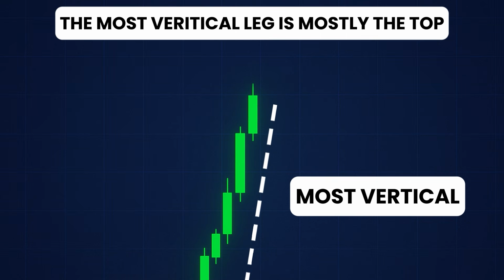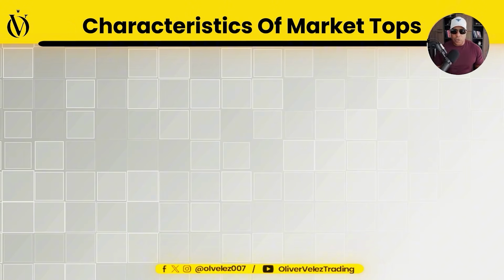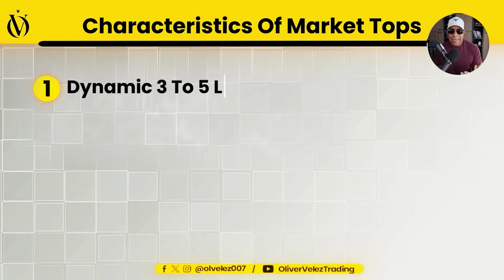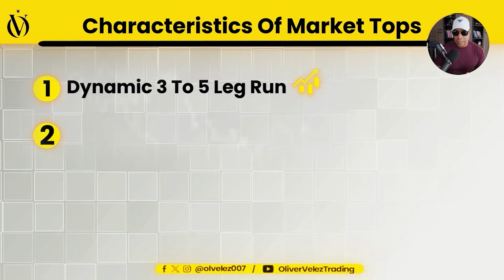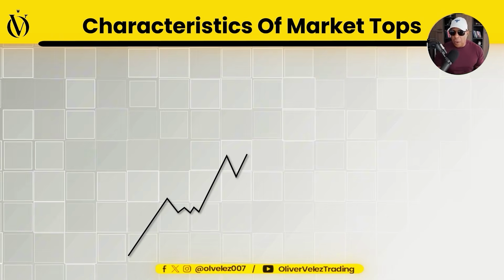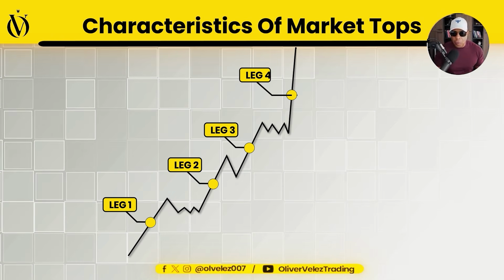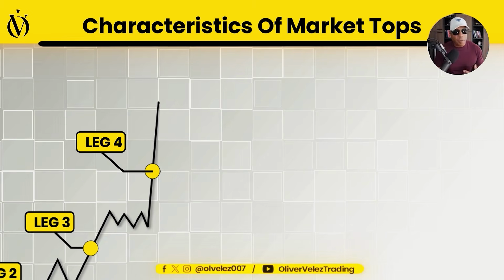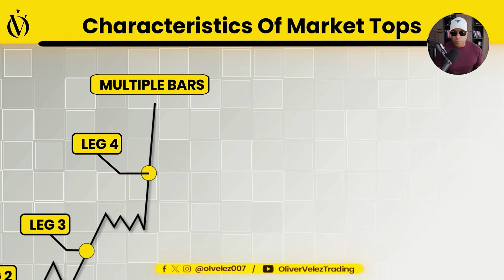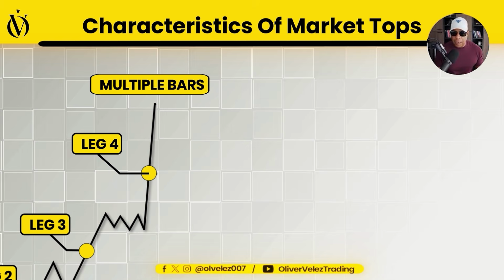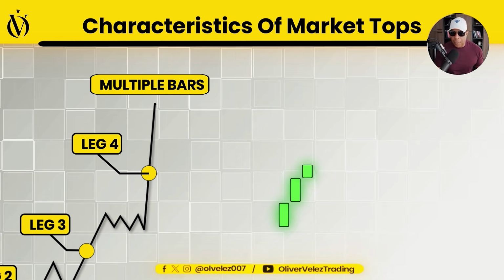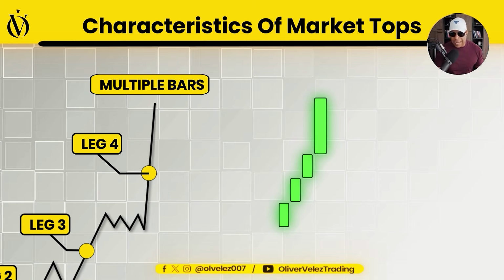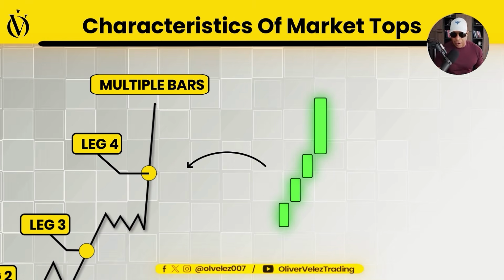The most vertical leg is mostly the top. I'm going to repeat that again. The most vertical leg of them all is usually the top one. You've got the top. So 3 to 5 leg run up, near vertical acceleration, that's usually your final leg. If I were to isolate the run up in leg 4, this run up is made up of multiple bars. So that fourth leg could look something like this. Boom, boom, boom, and boom. So I'm saying that could be that leg right there.